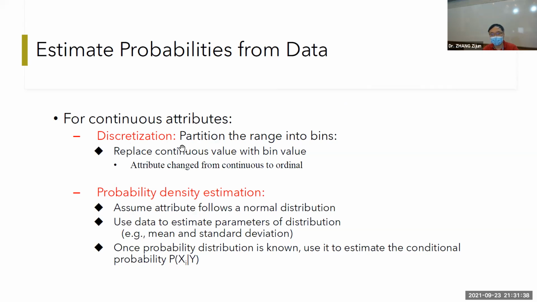We can first do discretization of the continuous attributes. We partition the range into bins and replace the continuous value with the bin value, so the attribute changes from continuous to ordinal. Or we can do probability density estimation. We assume the attribute follows a normal distribution and use data to estimate the parameters of the distribution, for example the mean and standard deviation. Once the probability distribution is known, we can use it to estimate the conditional probability P(xi | Y).